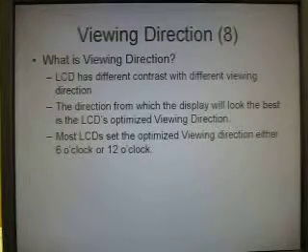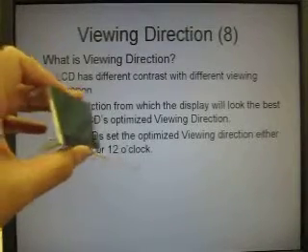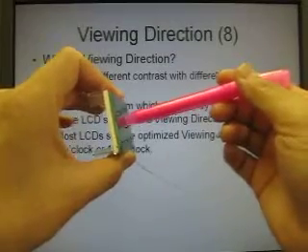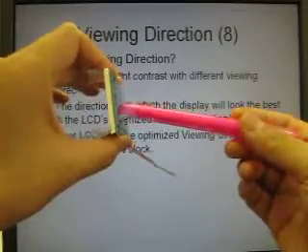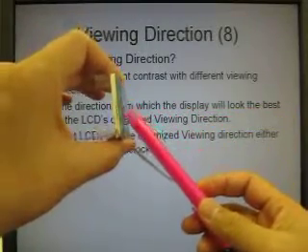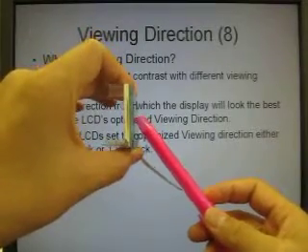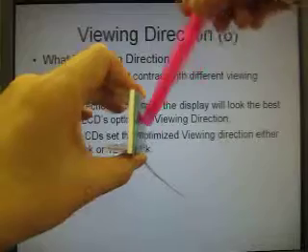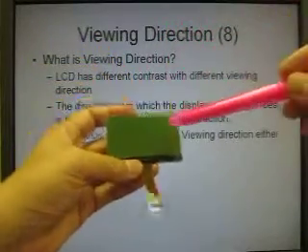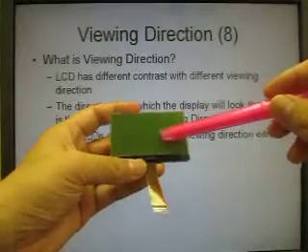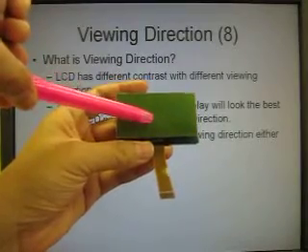LCD has an optimized viewing direction. It is classified like this: if somebody looks at the LCD, this is the perpendicular direction. If the direction is lower than the perpendicular direction, we call it 6 o'clock. Then here will be 12 o'clock. If somebody looks from the right side, it's 3 o'clock. If it's from the left side, it's 9 o'clock.